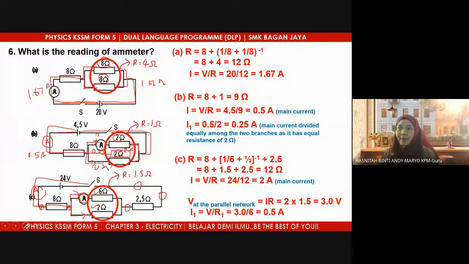So from 2 ampere, what happened? 0.5 ampere flows through the 6 ohm resistor, which means 1.5 ampere flows through the 2 ohm resistor. Finally, at the end of the branches, they meet back. 0.5 here, 1.5 here, so it becomes 2.0. Again, repeat until you open the switch.